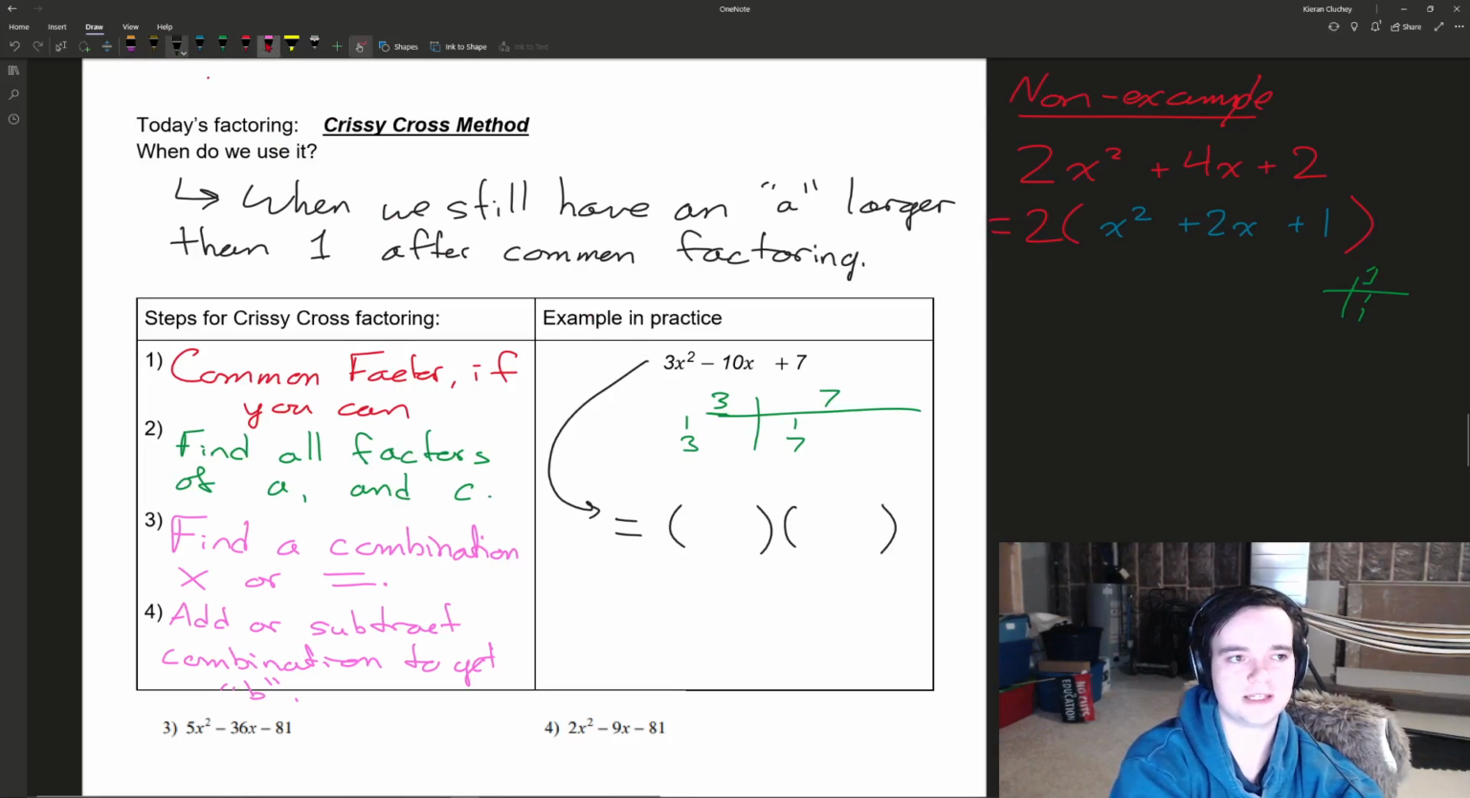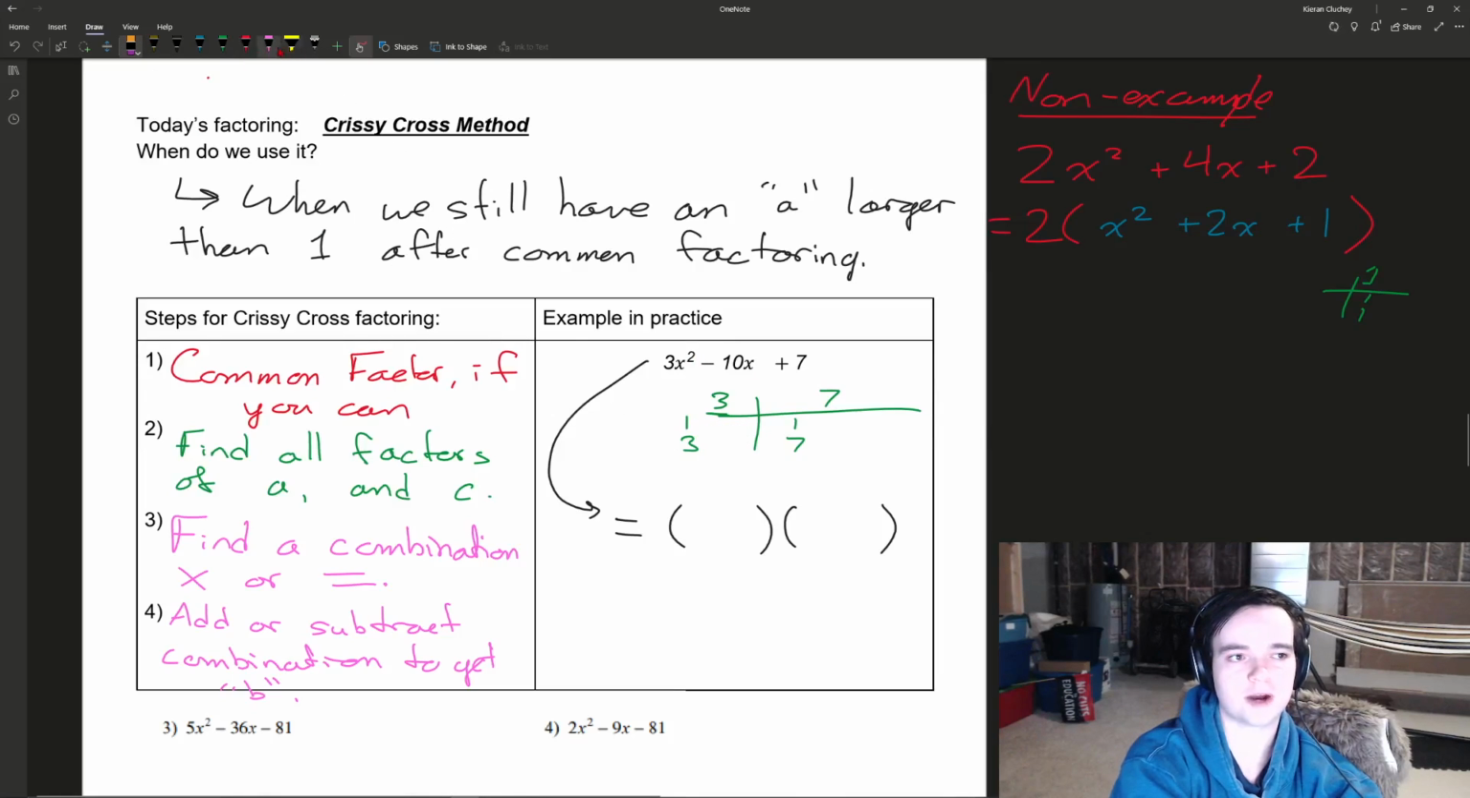for example, if we did this parallel line combination, think about what that gets us. That gets us 3 times 7 and 1 times 1. So that would be 3 times 7 is what? 21. And 1 times 1 is 1. So that would be either 22 if you add them, or 20 if you subtract them. Neither of those is close to negative 10, or the value 10. So it's not going to be the parallel line.